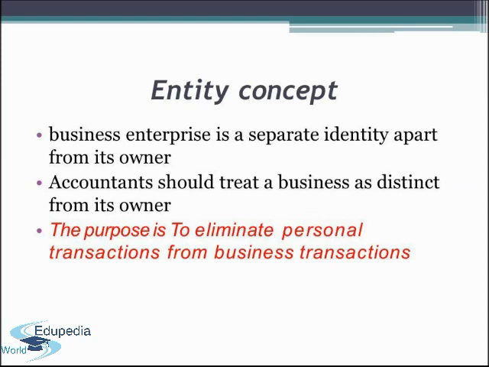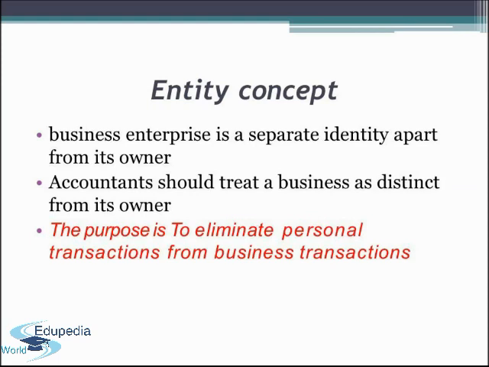Now let us take one example to understand this more clearly. You have understood the basic, that is the separate identity of the business from its owner. The underlying concept of this entity concept is the separate identity of the business from its owner. The owner is a different identity and the business is a different identity.